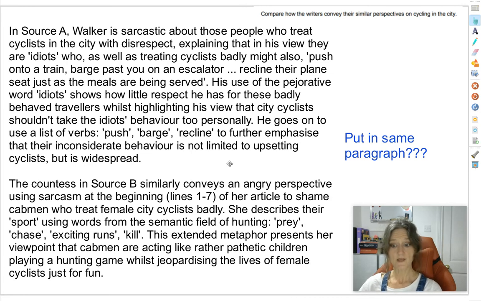She describes their sport using words from the semantic field of hunting: prey, chase, exciting runs, kill. This extended metaphor presents her viewpoint that cabmen are acting like rather pathetic children playing a hunting game whilst jeopardising the lives of female cyclists just for fun.